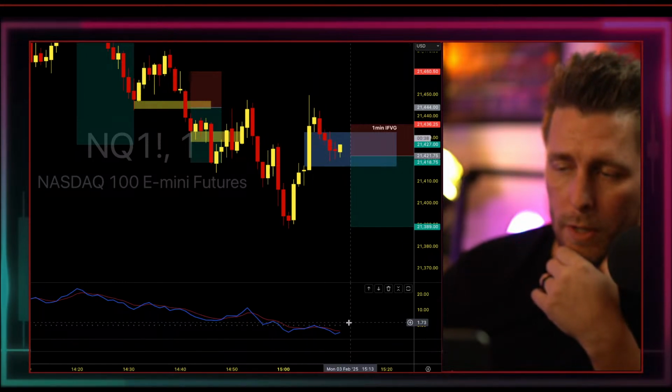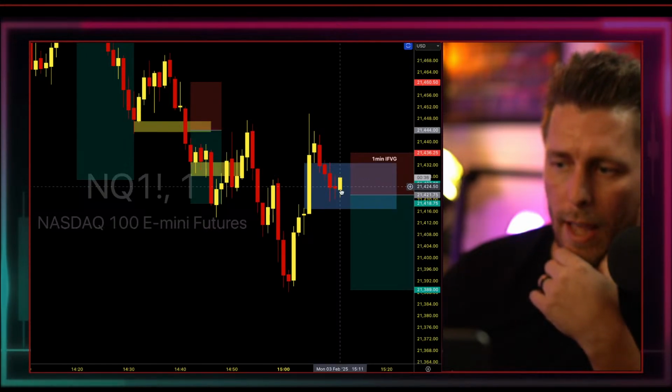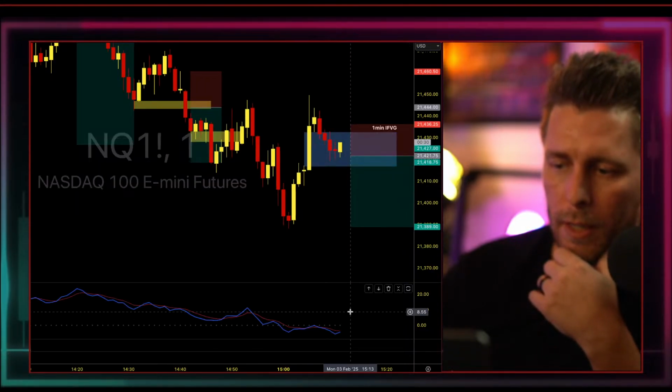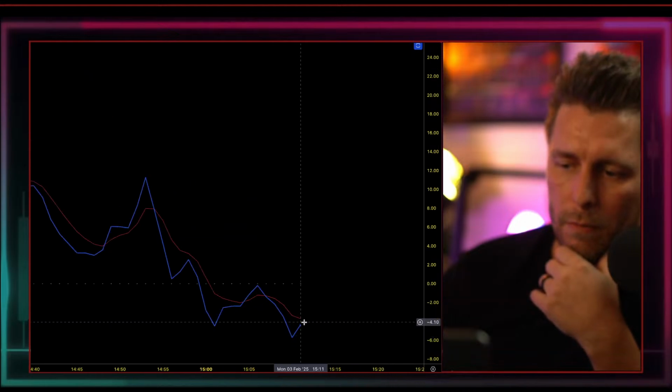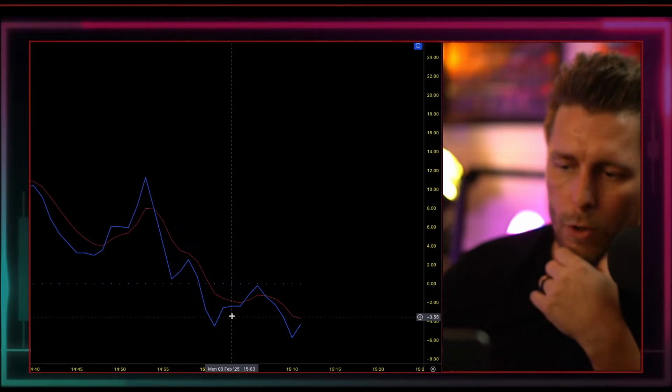Now, what we don't want to see is two things. We don't want to see either A, price bouncing and continuing up and breaking this high, or B, we don't want to see VFI cross like this.